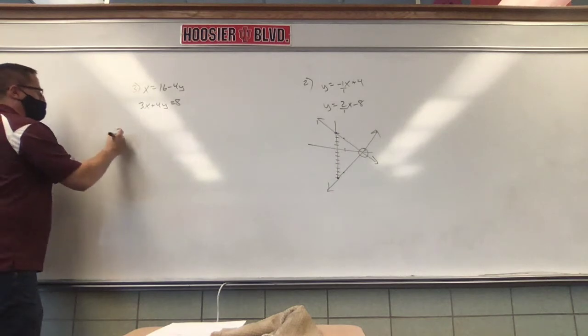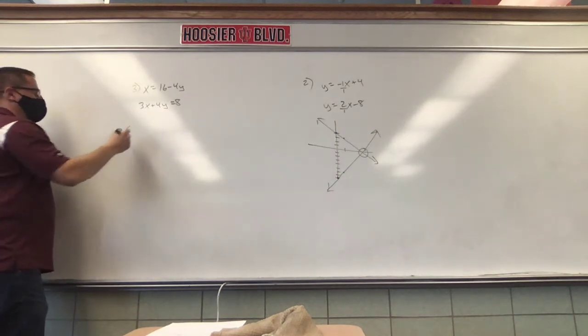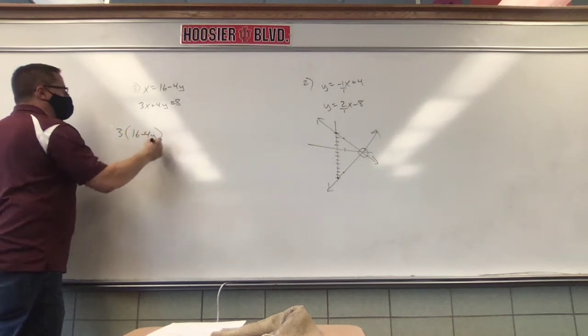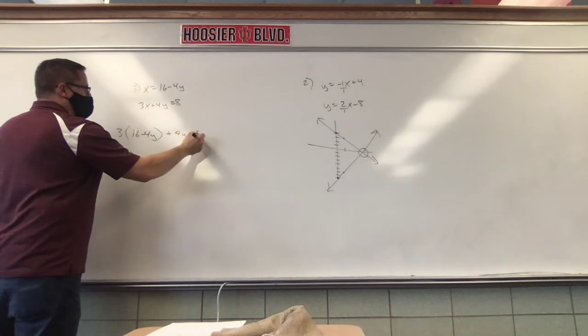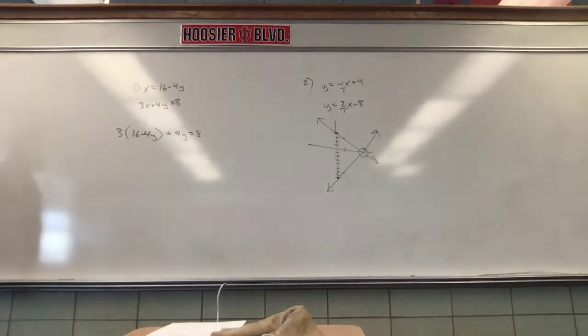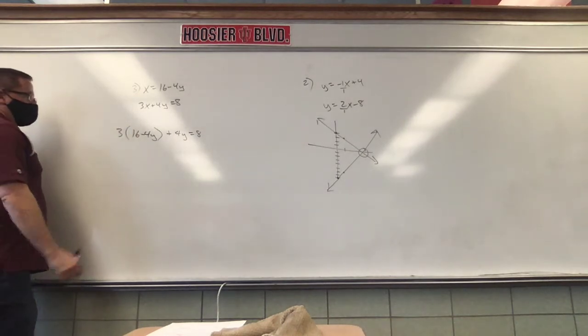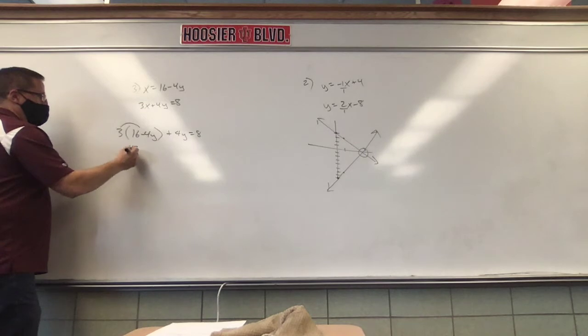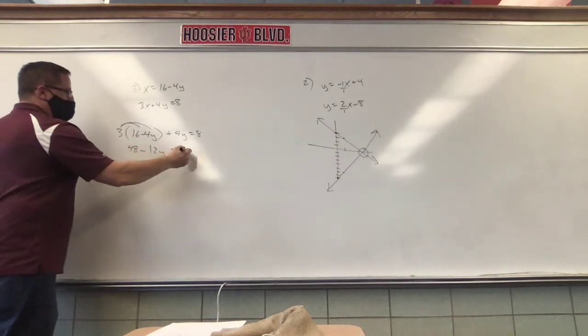So 3, oh, there's an x. Do I write the x? No, I write 16 minus 4y, plus 4y equals 8. What calculating did I just do? None. I simply plugged in what x is. And we can simplify this by distributing. 3 times 16 is 48, minus 3 times 4 is 12y, plus 4y is 8.